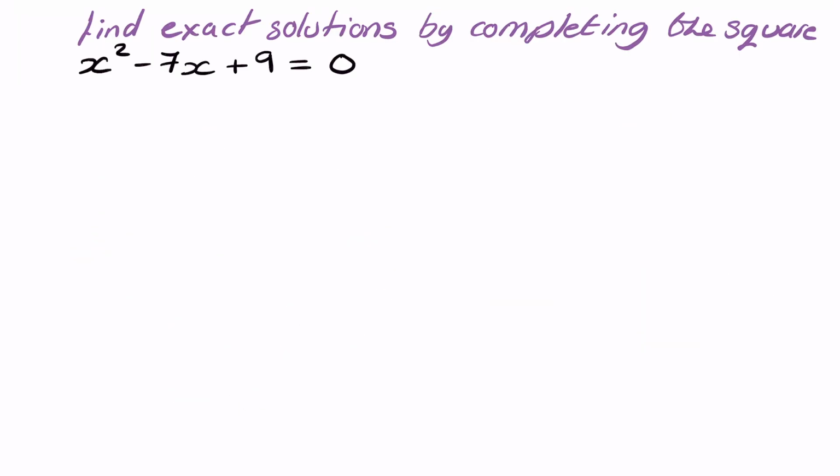And here's another one. We're being told to find exact solutions by completing the square. So b is negative 7. b divided by 2 equals negative 7 over 2. We leave it as a fraction.